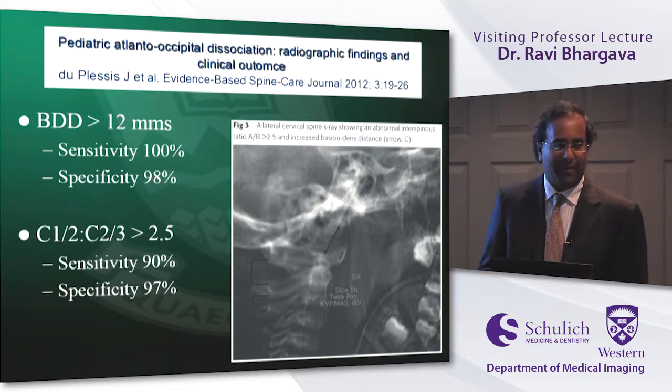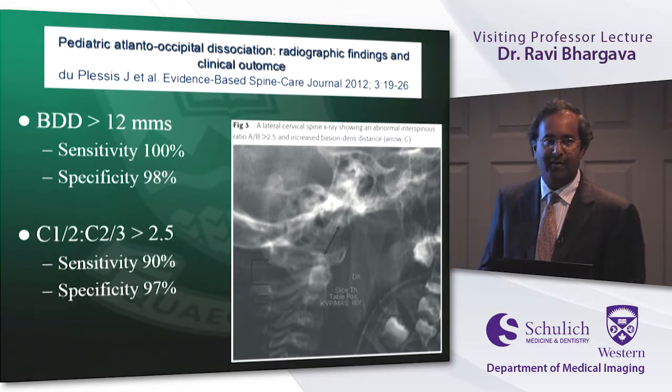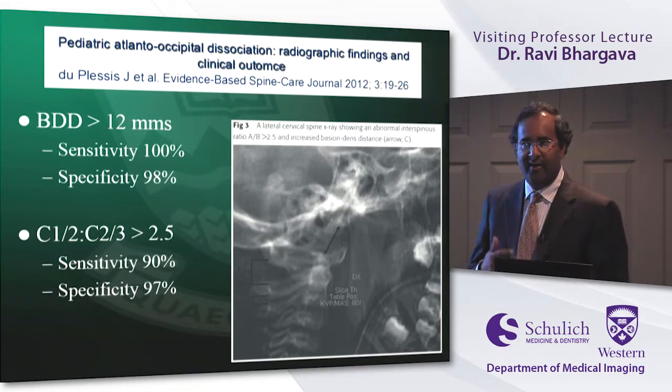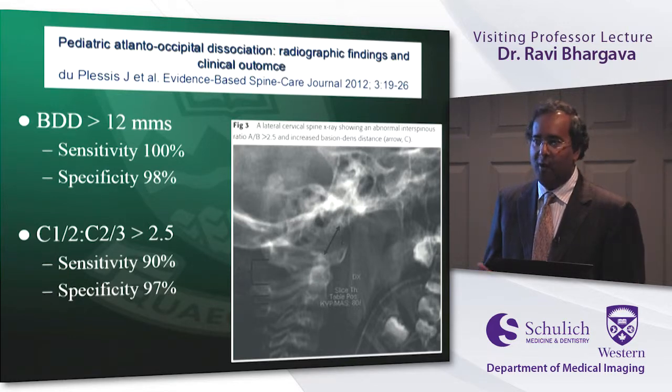The other thing that people have used is looking at the ratio between C1, C2, and C2, C3. And if that ratio is greater than 2.5, it also has a high indicator of injury. So when you're looking at these radiographs, just cast your eyes at these in your mental checklist of clearing a cervical spine.